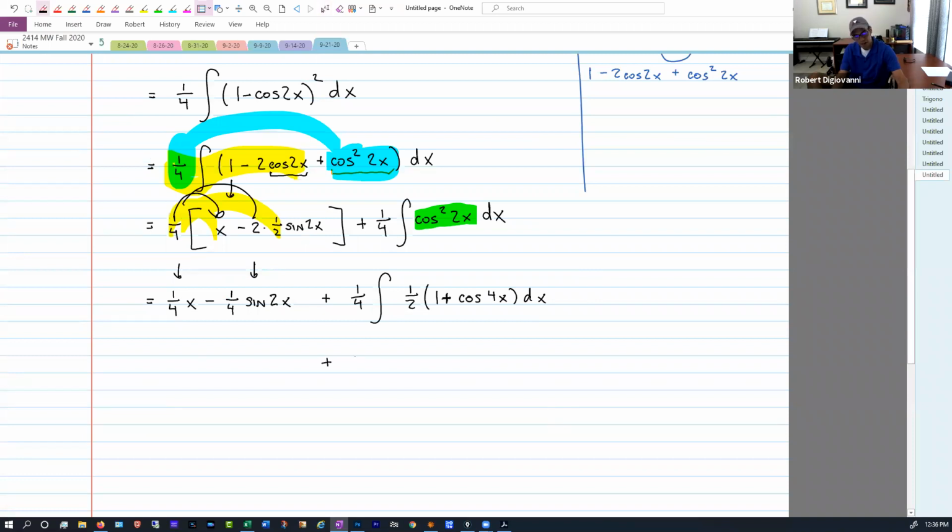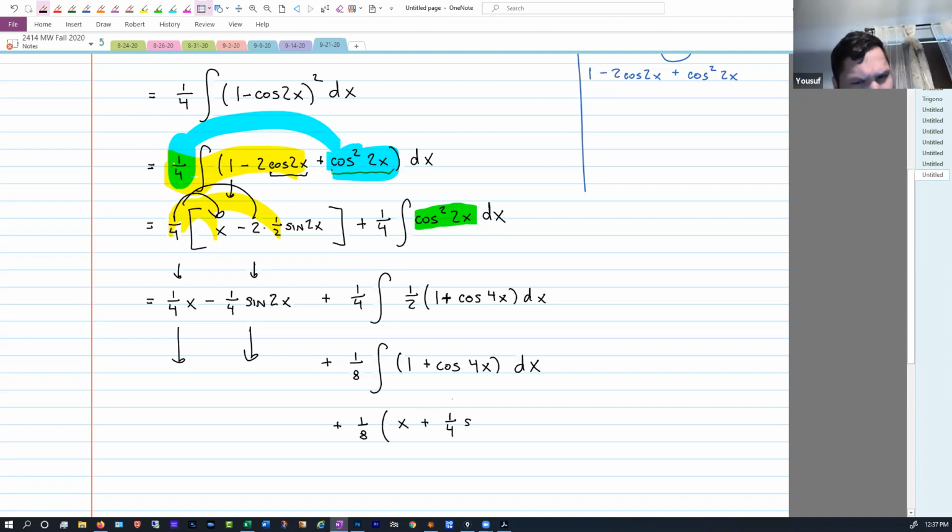I'm just going to work this side down. This is going to be 1/8 integral of 1 plus cosine 4x dx. We're almost there. This stuff still comes down. And now, Yusuf, you know the antiderivatives of those? Yes, sir. Okay, go ahead. The first is just x. And the second one's going to be 1/4 sine of 4x.